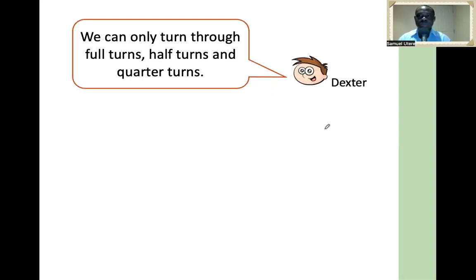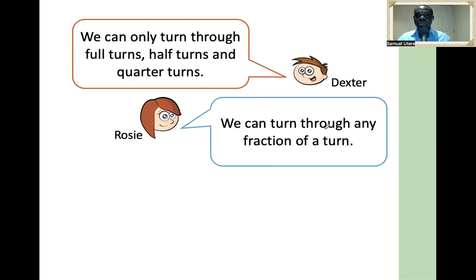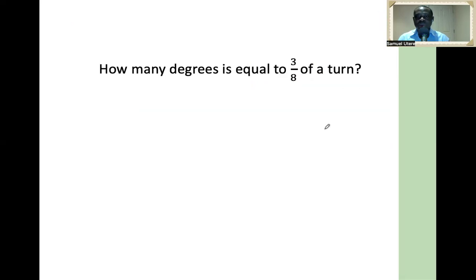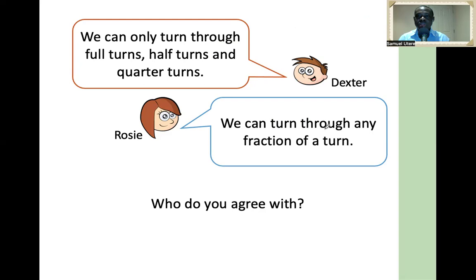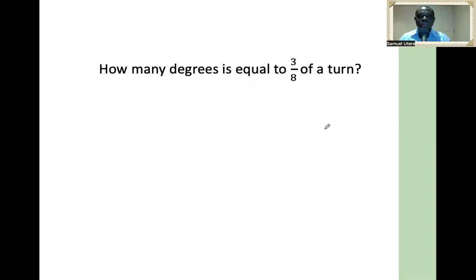Okay, let's think about something else. Here is another example. Here, Dexter says we can only turn through full turns, half turns, and quarter turns. But Rosie thinks we can turn through any fraction of a turn. Whom do you think is right? Okay, well, we agree with Rosie. Why? Because we can have fractions of a turn. Here is an example. If I say how many degrees is equal to 3/8 of a turn, what do you think is going to happen?